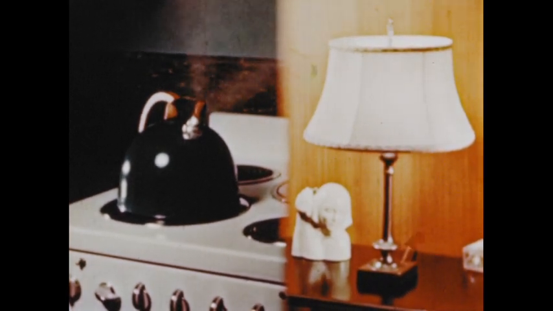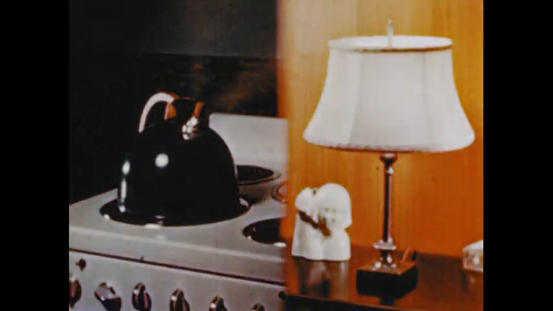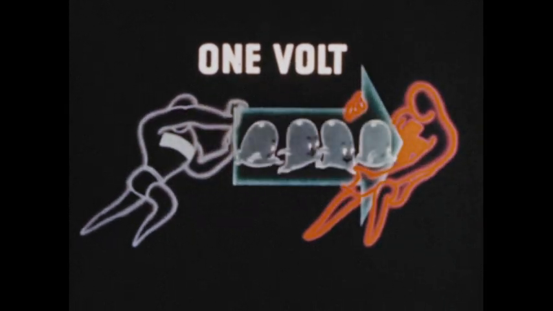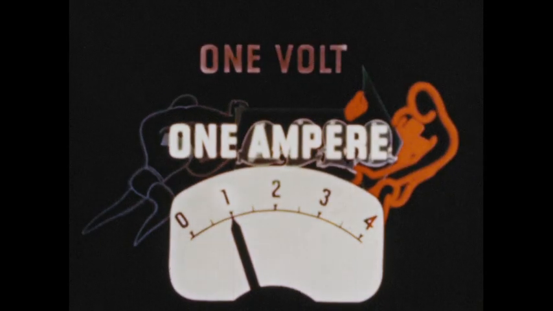The unit of resistance is the ohm. Its value is best understood when its relation to the other factors is explained. A pressure of 1 volt produces a current of 1 ampere through a resistance of 1 ohm.